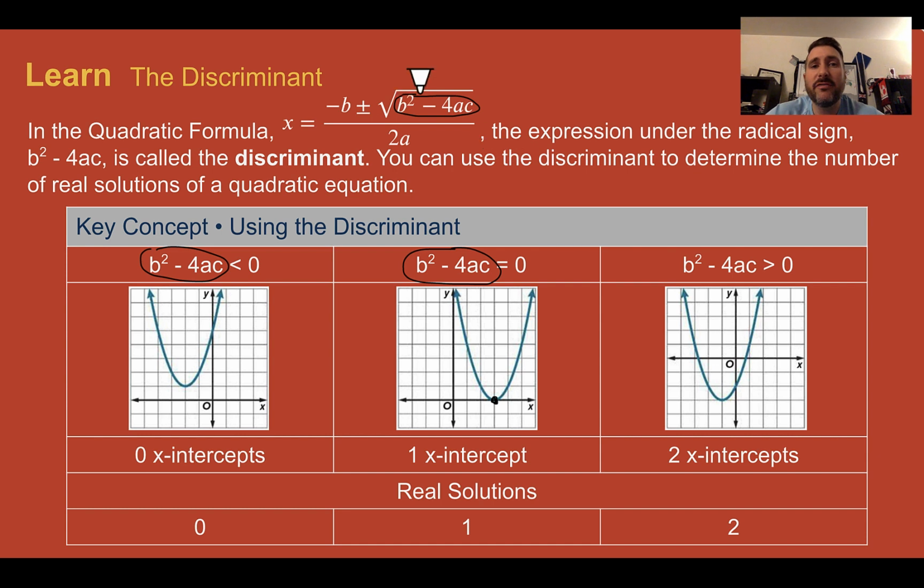And then finally, if that b squared minus 4ac is greater than 0, so it's positive, then that's when you're going to get two answers like we saw in the previous examples. So it crosses the x-axis twice. So we end up being able to add whatever the number is and subtract whatever that number is, giving us two distinct answers.